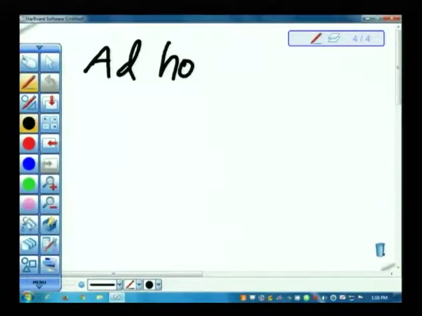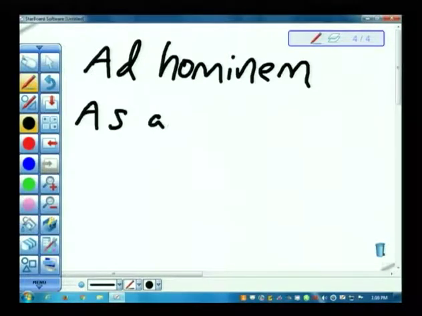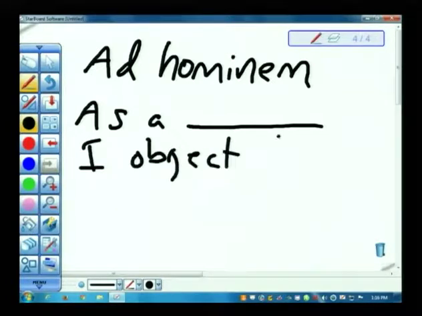Okay, so we've been talking about the ad hominem. This, I would say, particularly in the age of identity politics, which we've been talking about a lot in class because it's been in the news, the ad hominem is one of the most pervasive fallacies you can find out there. And people will say, as a blank, I object to blank.